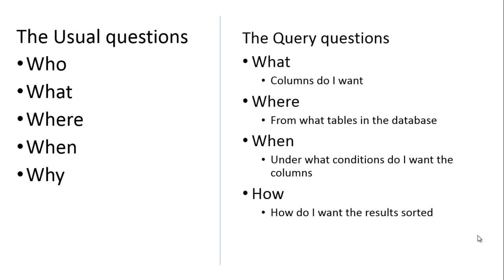The usual questions in English are who, what, where, when, and why. If you're writing something for a journalism class, you got to be sure to answer all of those questions, and then you got a good article. The query questions are really close, but just a little bit different.